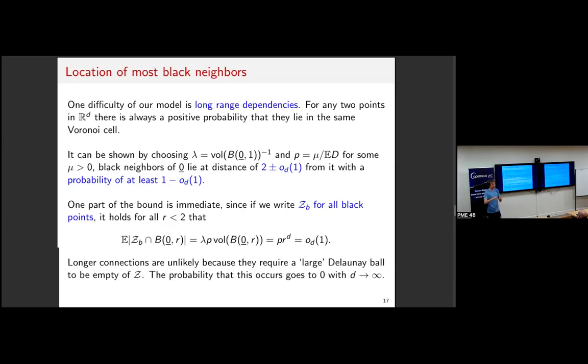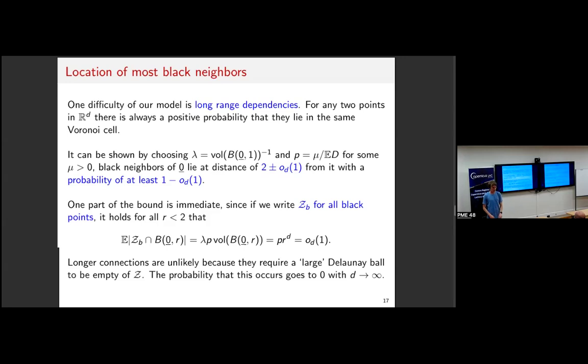And for points that are further away, they always require either a very big Delaunay ball or a very big Gabriel ball that is empty of points. And if they're further away, this will not happen, because then the ball has to be too big and you will always find a point inside there for large dimensions.